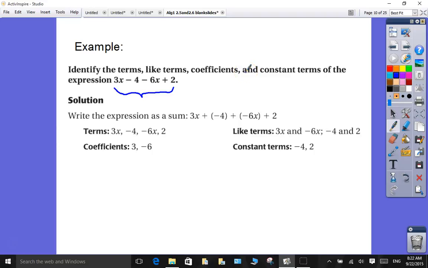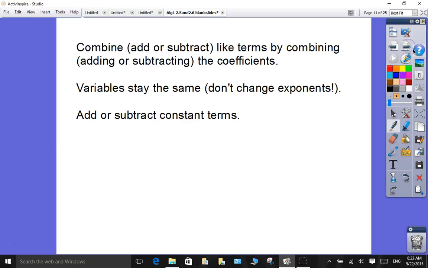Which are the like terms in those expressions? The 3x and negative 6x are like terms. And what are the other like terms? Negative 4 and 2. And the constant terms are negative 4 and 2, and the two x terms have coefficients of 3 and negative 6.